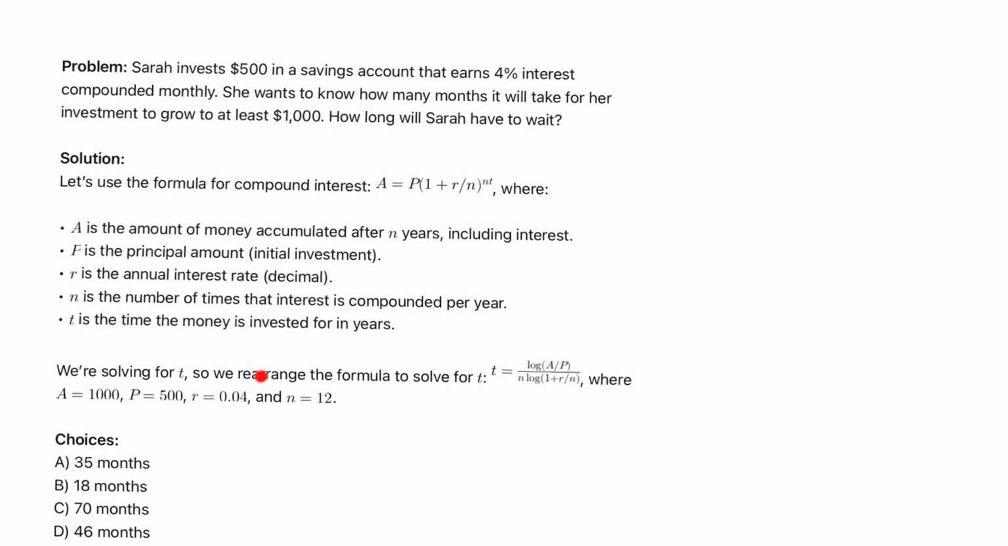Okay, so now we're going to rearrange the formula to solve for T on this one. So you've got T is equal to the log of A over P divided by N log of 1 plus R over N. And then they give you all the numbers here. So let's take just a minute and let you work on this one, and let's see what you get.